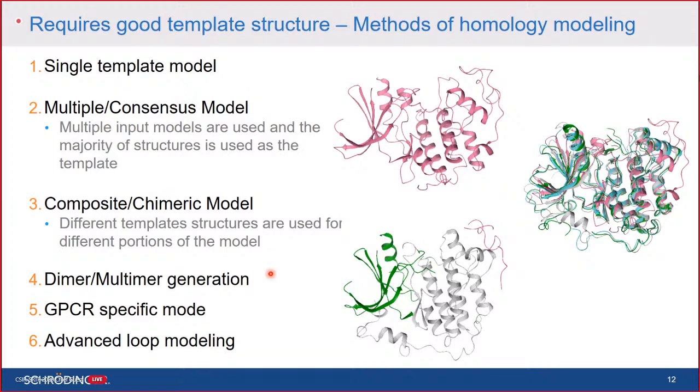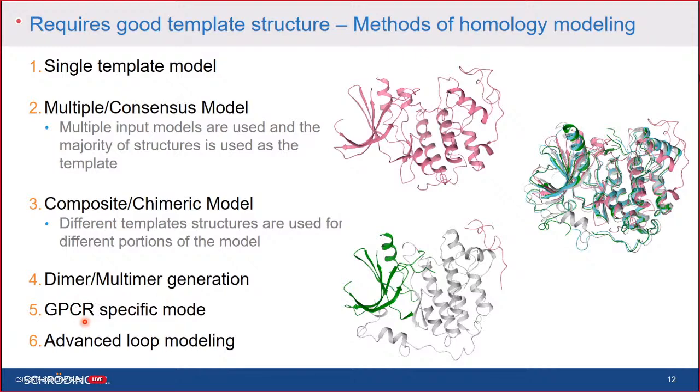Not only that, but if you are dealing with quaternary structures, which I have told you before, where many tertiary protein structures come together and form a quaternary complex, for example a dimer, trimer or multimer, those things you can also build using homology modeling.